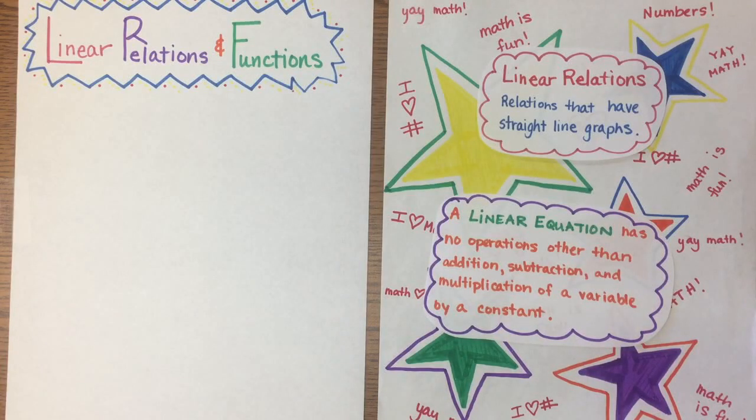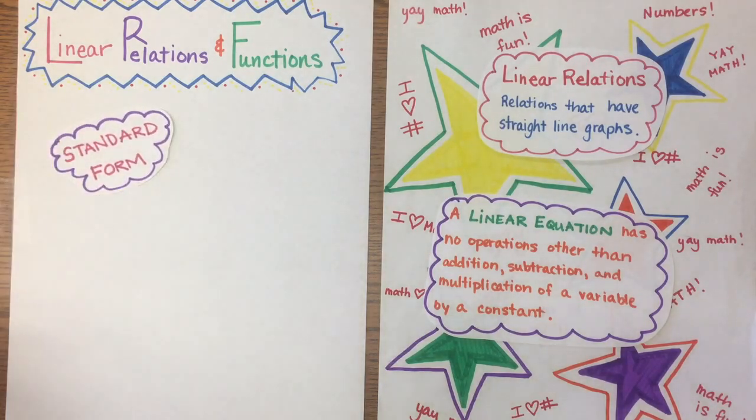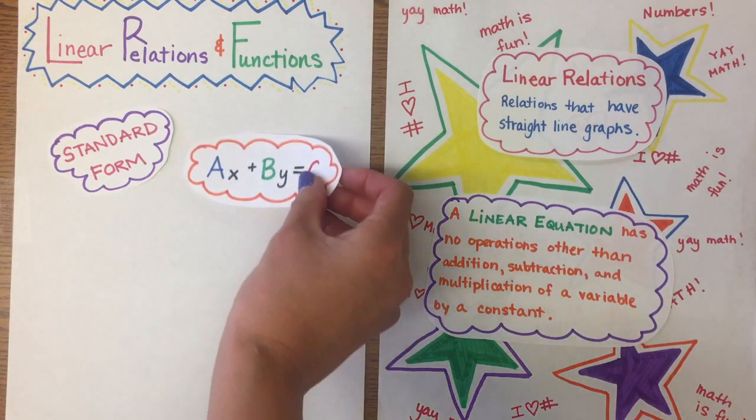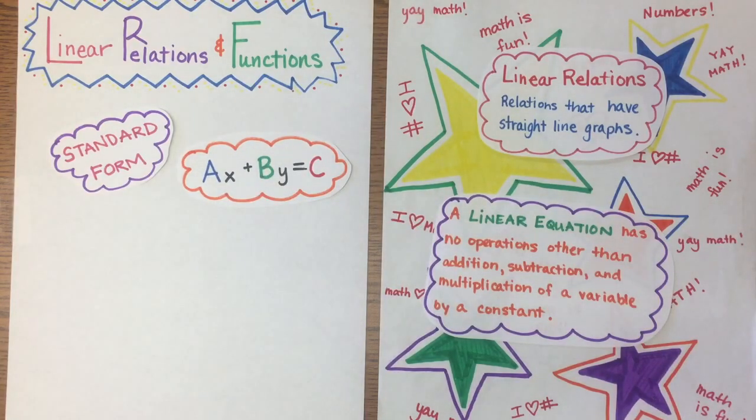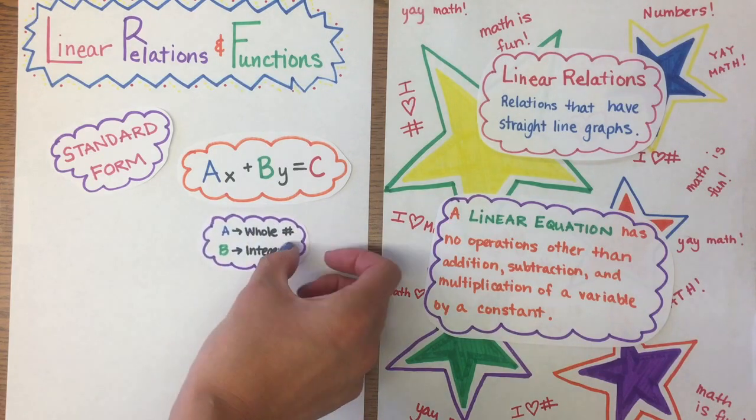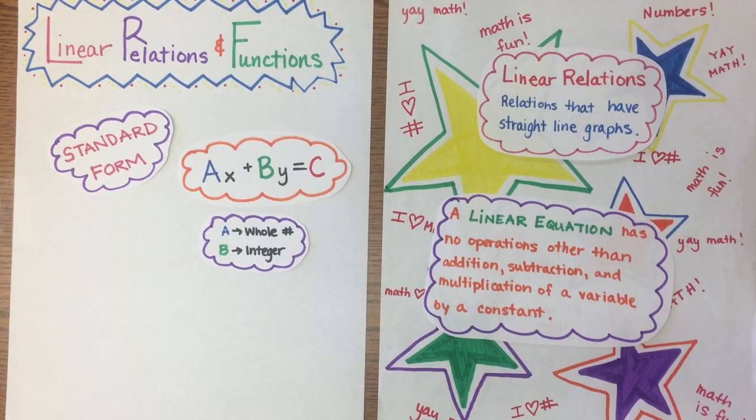Welcome back. We're continuing to look at linear relations and functions. In this video, we are going to be looking at linear relations and linear equations, and we're going to talk about standard form. Standard form of a linear relation is when it is written in the form ax plus by is equal to c, where a is going to be a whole number.